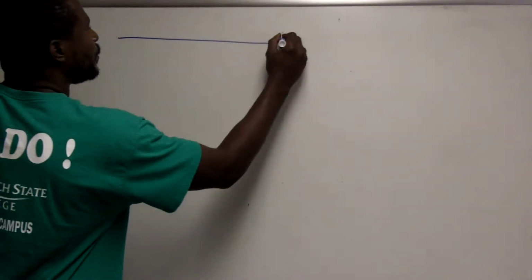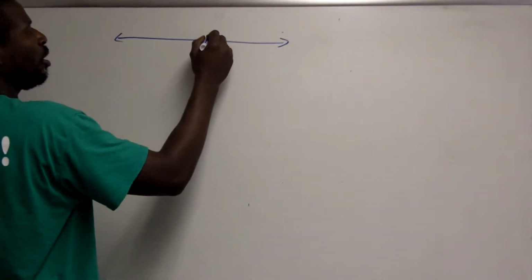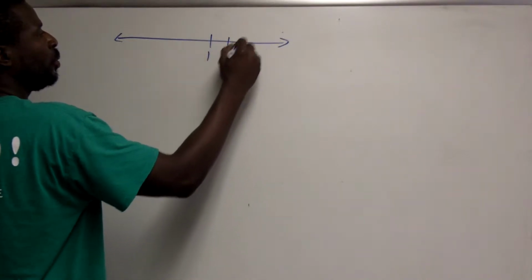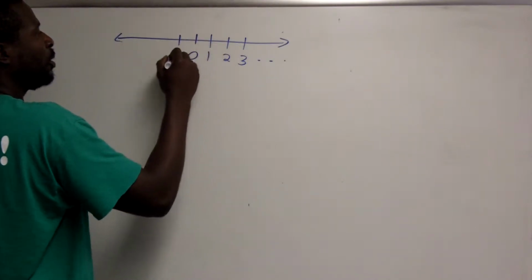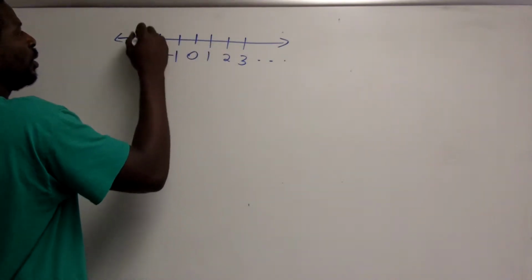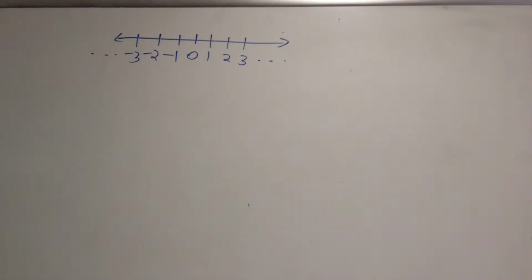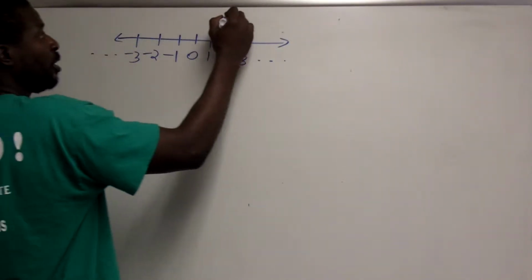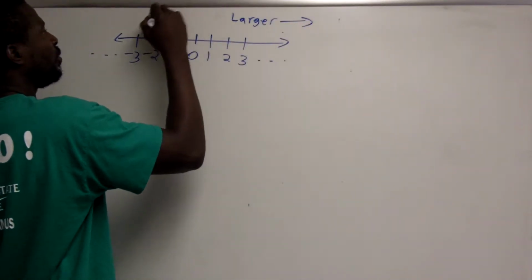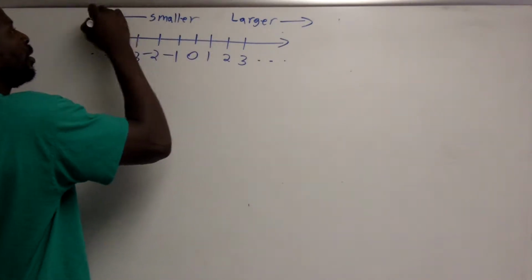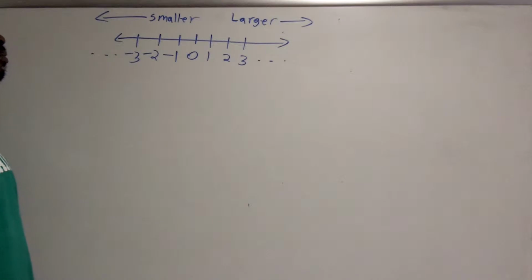Okay, so now we are going to discuss the integers. On a number line, the integers are the counting numbers 1, 2, 3, on in that direction, the number 0, and the opposites of the counting numbers, -1, -2, -3, and further in that direction. The larger numbers are to the right, and the smaller numbers are to the left. So any number on the left of another is smaller than that number, all right?